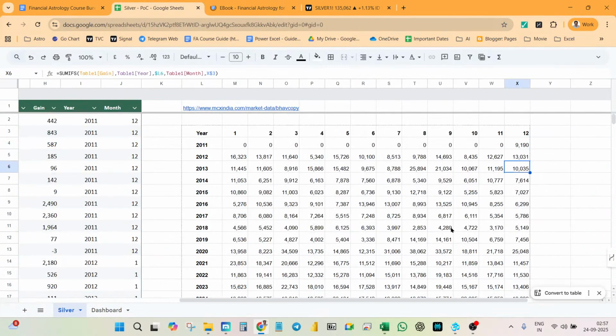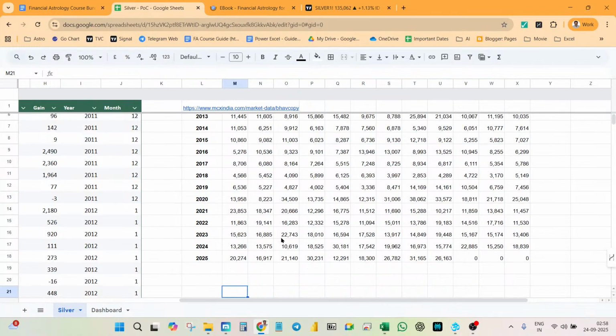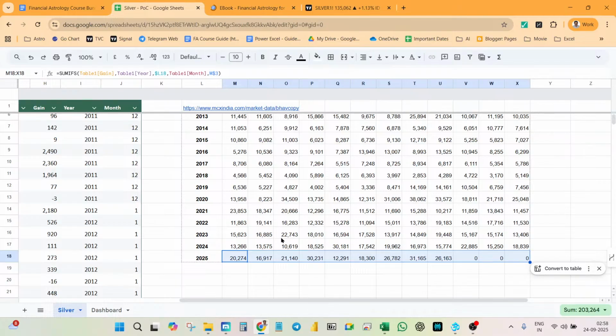So what happened is, for 2011 you can see month wise data I have from December actually. You can see on an average, roughly in 2012, almost 13 years back, almost 10,000 points average gain you've been doing. Now the silver rate has gone up, and for the current year we are already seeing almost 2 lakh points.